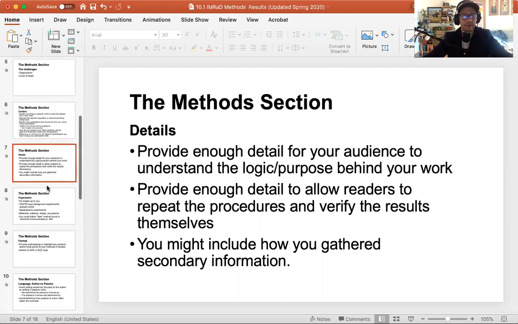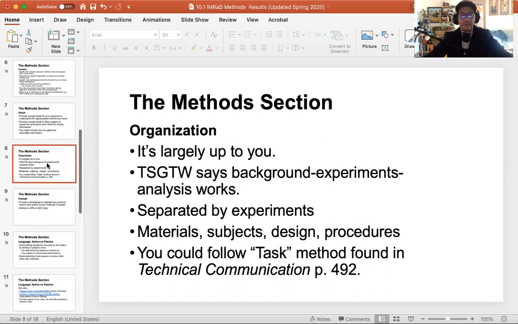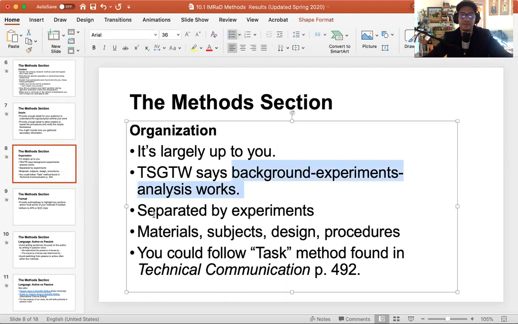Okay. All right. So the organization is up to you. There are different ways of organizing it. Scientist's Guide to Writing says this method works. You can separate by experiments if you're doing different experiments. A lot of people will break it up in a method like this of materials, subject, design, procedures. You could break it up by tasks as shown in our textbook, Technical Communication.